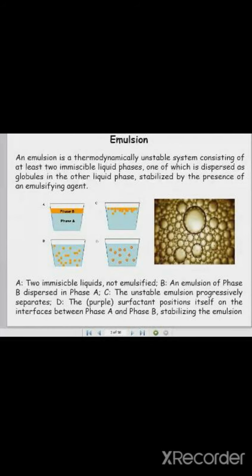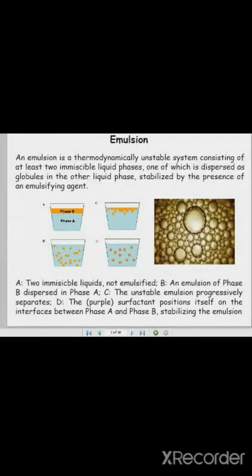So now we study about the emulsions. What are emulsions? Emulsions are thermodynamically unstable systems consisting of at least two immiscible liquids, one of which is dispersed as globules into the other liquid phase, stabilized by the presence of an emulsifying agent. It means emulsion is a biphasic liquid preparation in which one liquid is dispersed as globules into the other.